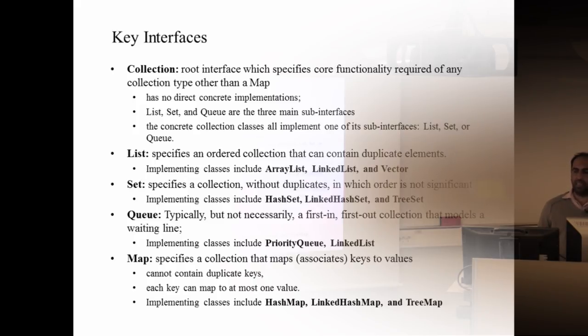There are some queue implementations which don't follow first in, first out. For example, the priority queue: instead of returning the element that was first inserted, you can order the elements based on their priorities. You can assign the priorities, and the elements with higher priorities will be accessed before the elements that have lower priorities.